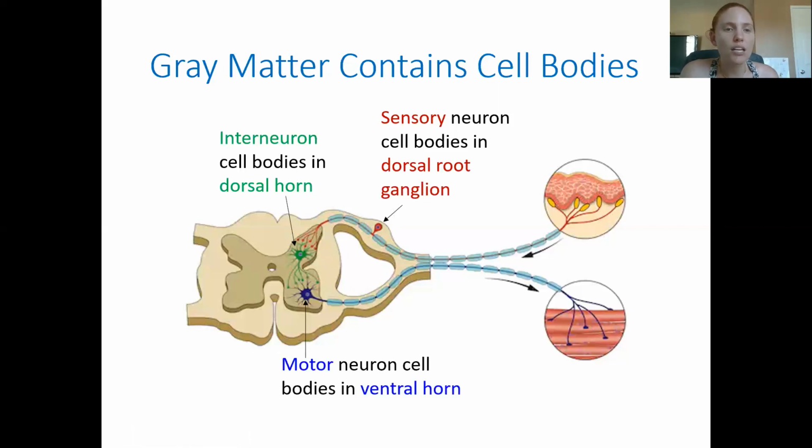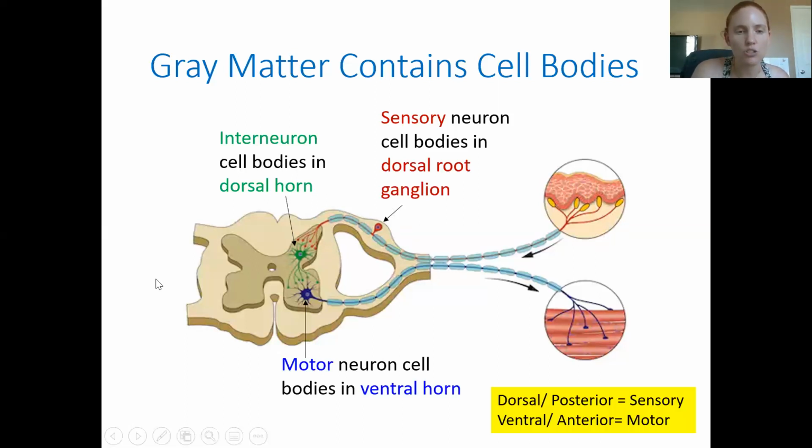So the cell bodies of the interneurons are going to be found in the dorsal horn. Okay, so we have the sensory information coming in, that's going to synapse with interneurons in the dorsal horn. And then the cell bodies of the motor neurons that bring commands outwards to the body, that go to things like muscles, those are going to be found in the ventral horn.